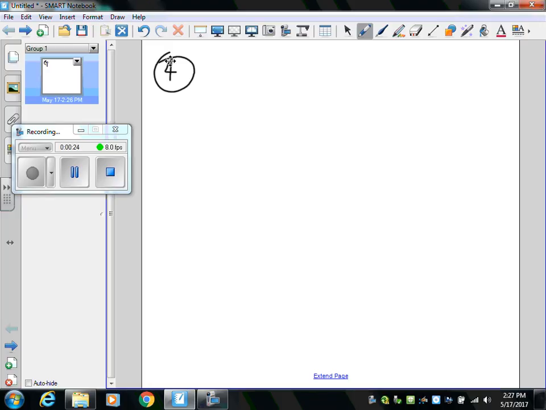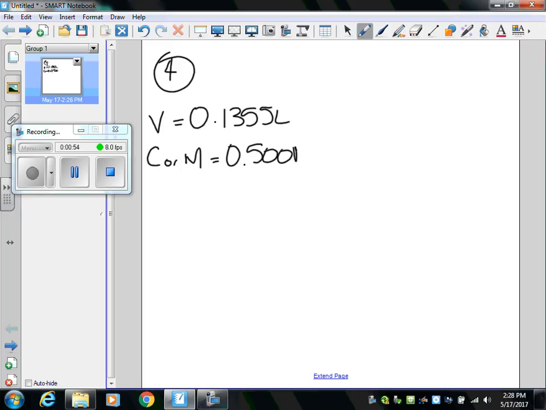So, what do we know? We know liters, right? Or volume. And what is that? Right, volume. 0.1255 liters. Okay. What else do I know? Molarity or concentration, or C or M, I guess, whatever way you want to do it. What is the number here? Okay, what are we being asked for?